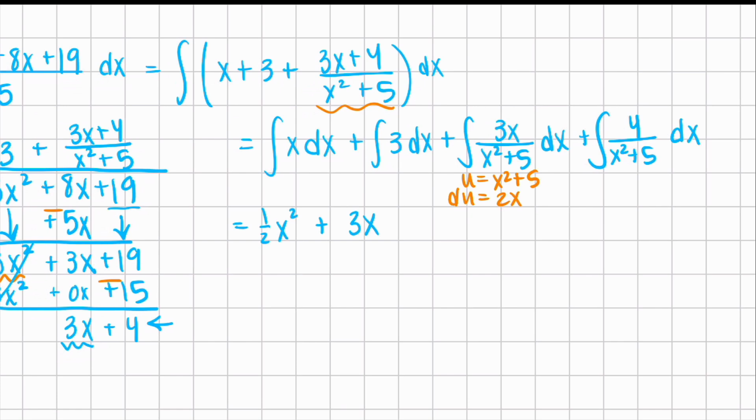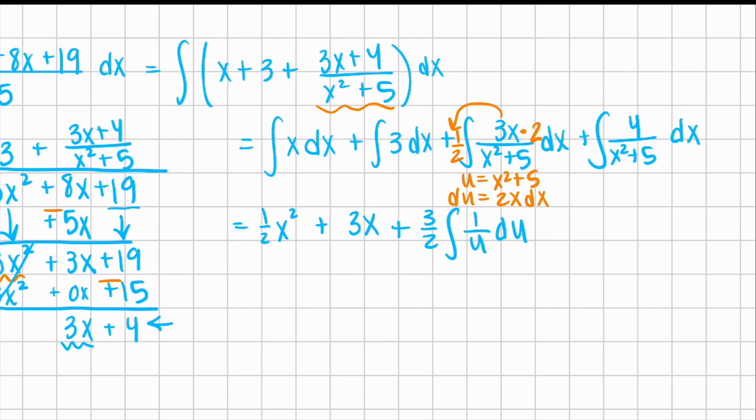du is 2x dx. Right now I have a 3x, so I'm going to bring the 3 out front and then also multiply by a 2. If I multiply by a 2, then I need to multiply by a 1/2 out front. So out front, I'm going to have the 3 that I pulled out times the 1/2. So that's going to be 3/2. And then for my integral, I'm going to write it in terms of u. I'm going to have 1/u du.